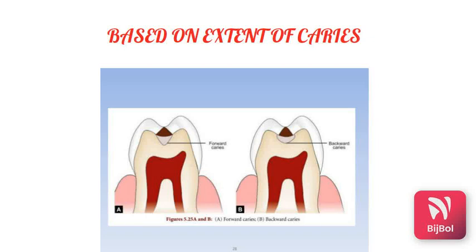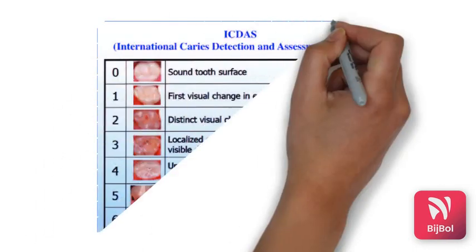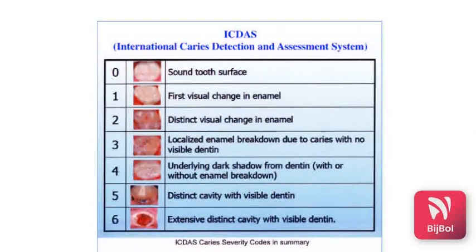Now we'll see one of the most important and recent classifications, known as the ICDAS classification, the International Caries Detection and Assessment System. Here 0 represents a sound tooth surface, whereas 1 is a visual change in the enamel. 2 is a distinct visual change in the enamel. 3 is localized enamel breakdown due to caries. 4 represents an underlying dark shadow from the dentin. 5 is a distinct cavity with visible dentin, and 6 is an extensive distinct cavity with visible dentin.